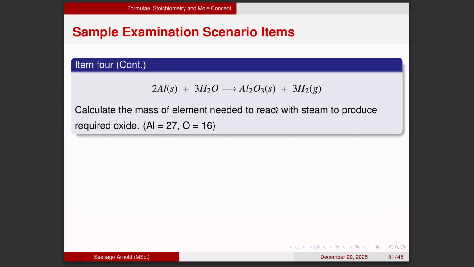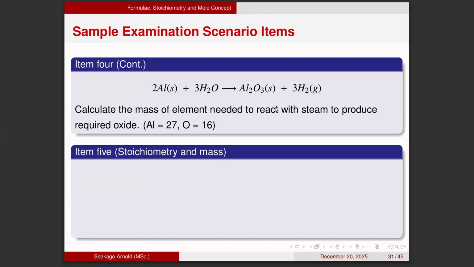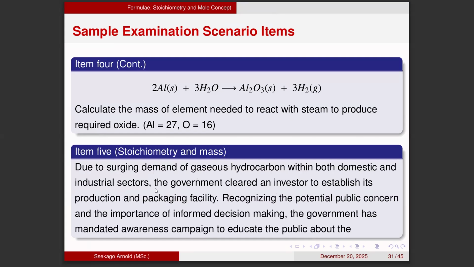We had seen item 4. Now we proceed with item 5. Item 5 is still on stoichiometry and the other different relations, not necessarily mass. It can be volume, it can be atoms, not necessarily mass. So for item 5, what do we have?